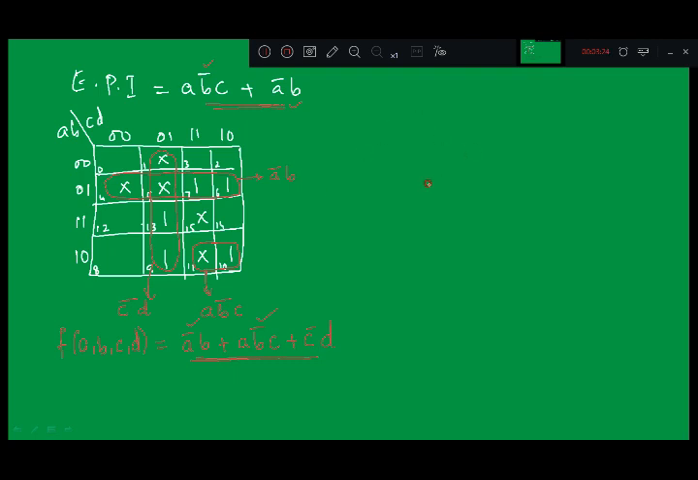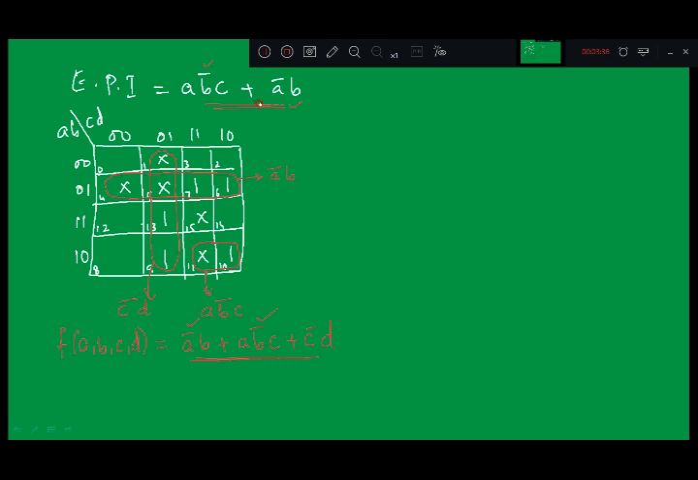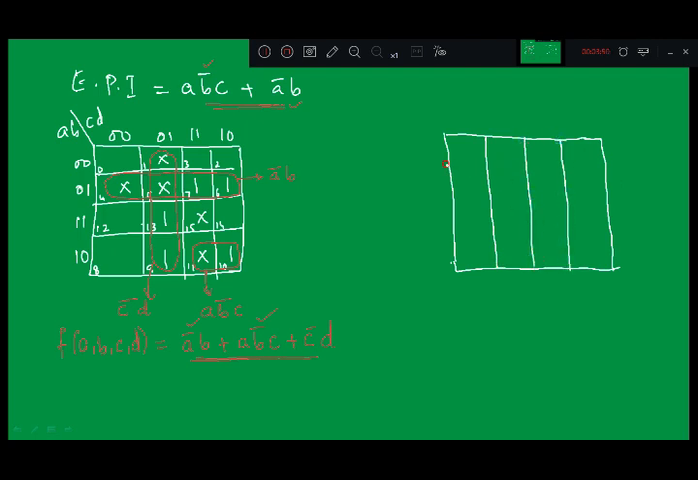Now I will solve this K-map again using one more method. One more way of grouping is possible. Let us identify that kind of grouping. Again I will put the 4 variable K-map here. A, B, C, D, 0, 0, 0, 1, 1, 1, 1, 0, and 0, 0, 0, 1, 1, 1, 1, 0.